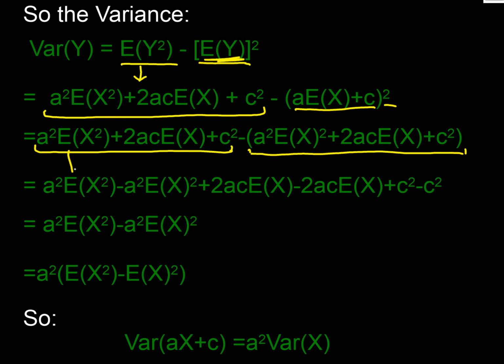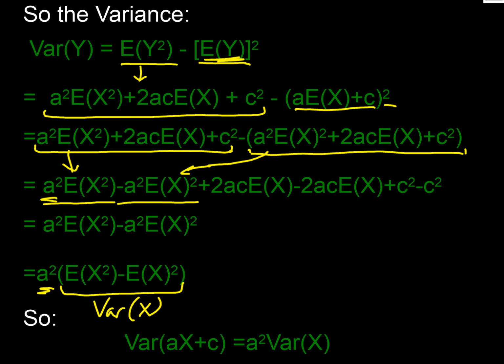So if we take the first term of the first bracket, we get our a squared times E of x squared, and here our first term of the second bracket is a squared times the expected value of x all squared. And we can see if we follow that through that we've got a factor of a squared. We bring that out front, and what we're left with in the bracket is the expected value of x squared minus the expected value of x all squared. And we know what that is, don't we? That's the variance of x.